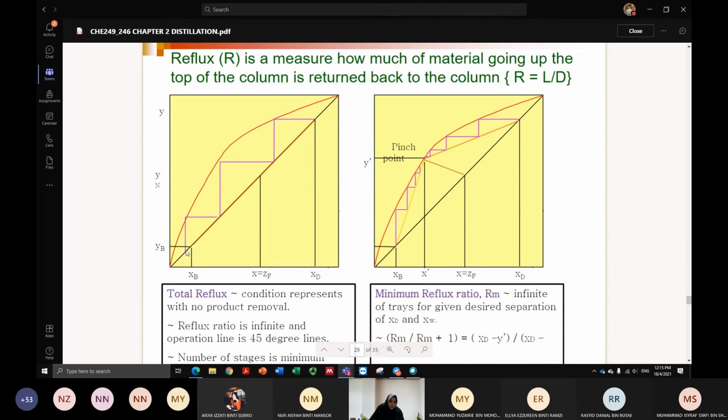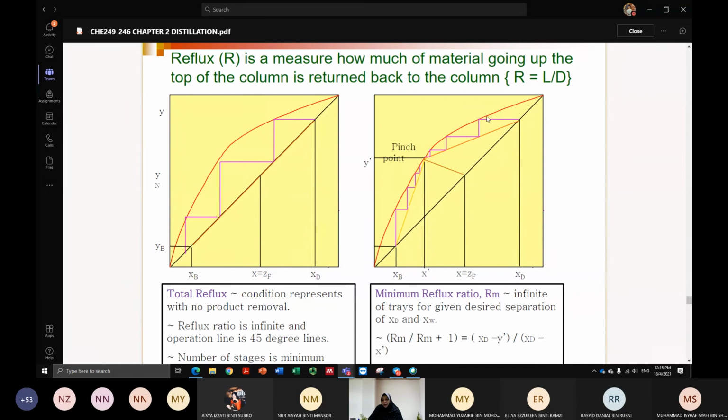So you stop. If you want to draw again, it doesn't matter, but you stop here. Okay, you stop here, because it reached more than XB already here. So this is total reflux.